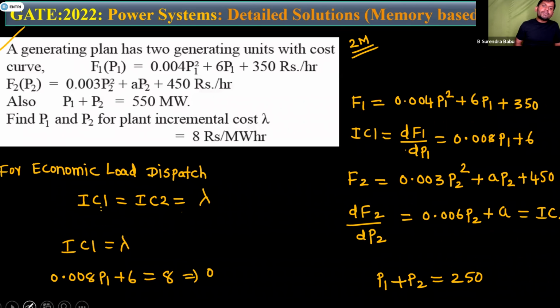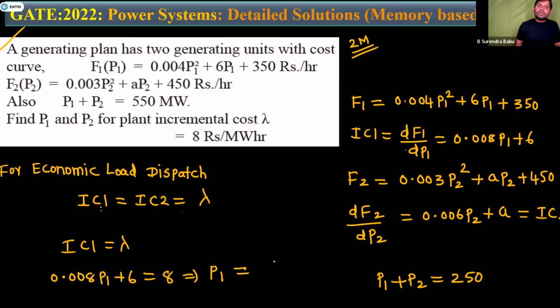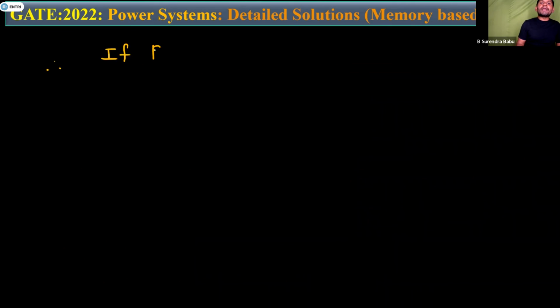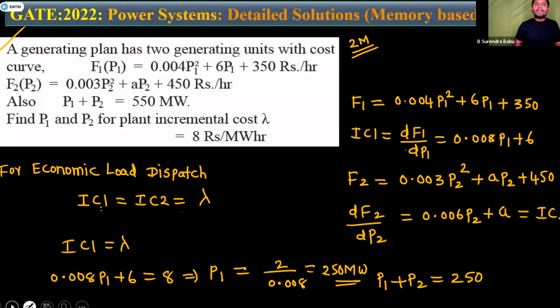Then what is P1 from this? P1 equals 8 minus 6, that is 2, by 0.008. This is how much we are getting, approximately 250 megawatts. Once you know P1 equals 250 megawatts, what is the total demand given? We know that P1 plus P2 equals 550 megawatts. What is the total demand given? It is 550. It is correct.